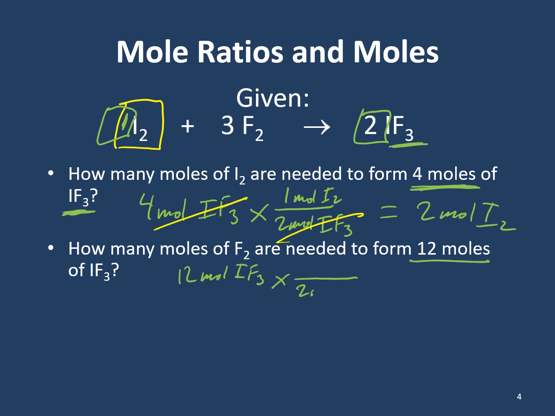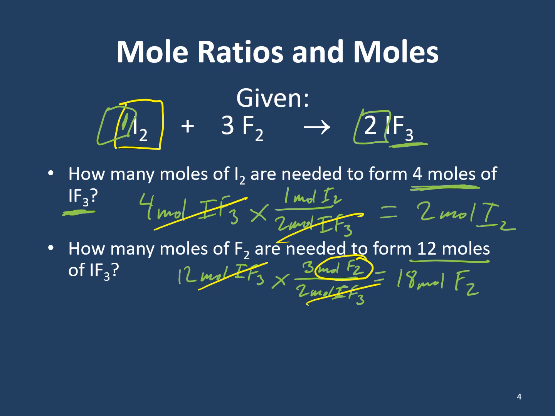And I know that 2 moles of IF3 are formed every time the reaction happens, and 3 moles of F2 are used every time this reaction happens. So if I do this out, I'm going to get that I need 18 moles of F2. And we can see that again, the moles of IF3 cancel. We're left with moles of F2, which is again what we were being asked for in the problem.